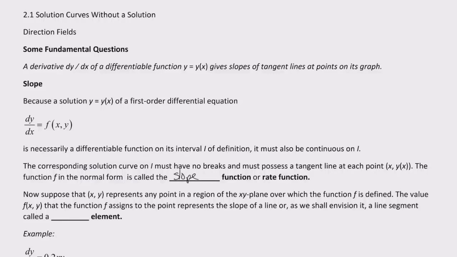Okay, now suppose the point x, y represents any point in the region of the xy plane over which the function is defined. The value of f of x, y, which that function assigns to a point, represents the slope of a line, or as we envision it, a line segment called a lineal element.